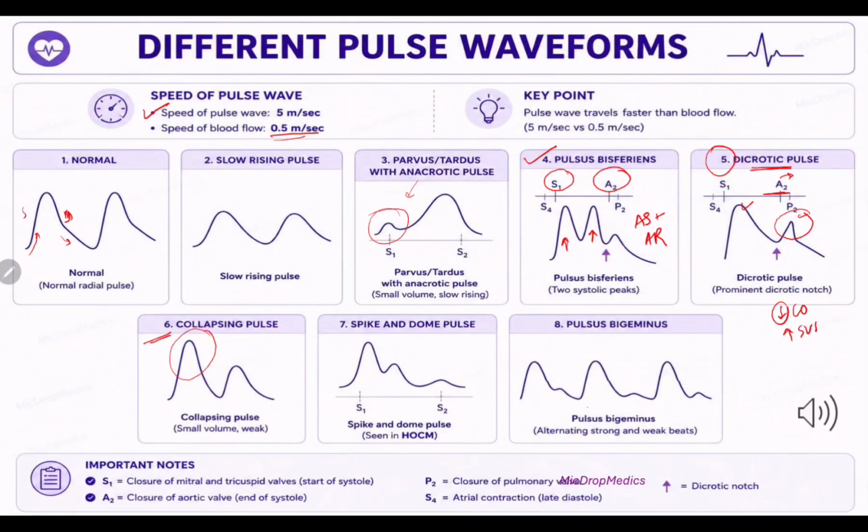Next, waveform 7 is the spike and dome pulse. This unique waveform features a sharp systolic spike followed by a broader lower dome. This pattern is highly characteristic of HOCM, which is hypertrophic obstructive cardiomyopathy. Finally, waveform 8 shows pulsus bigeminus. This is an alternating rhythm where a strong normal beat is regularly followed by a premature weaker ectopic beat followed by a pause.